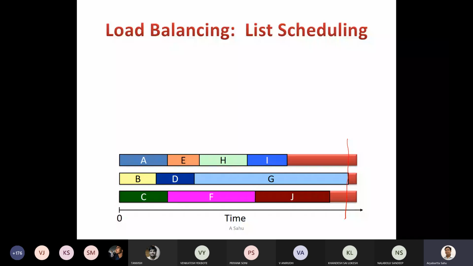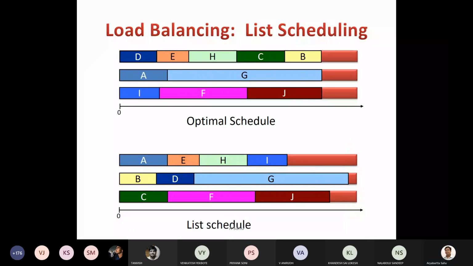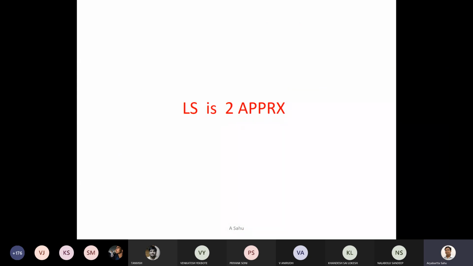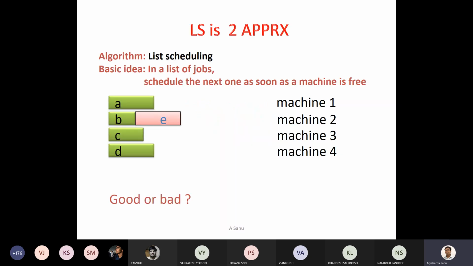So how far is this from optimal, or can we prove that this heuristic is an approximation? For these 10 tasks on 3 machines, this one is optimal, and we are going up to this. So clearly, you can say that this is not optimal. But can we prove how far it is from optimal? Let's say list scheduling is a 2-approximation. Let's try to prove that list scheduling is a 2-approximation, for arbitrary list.